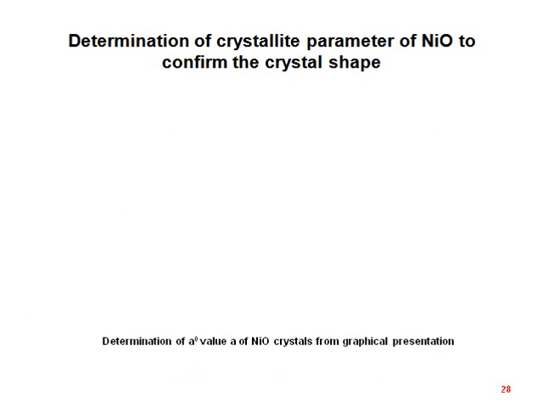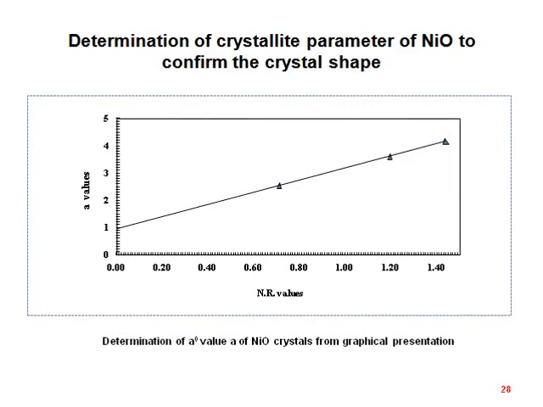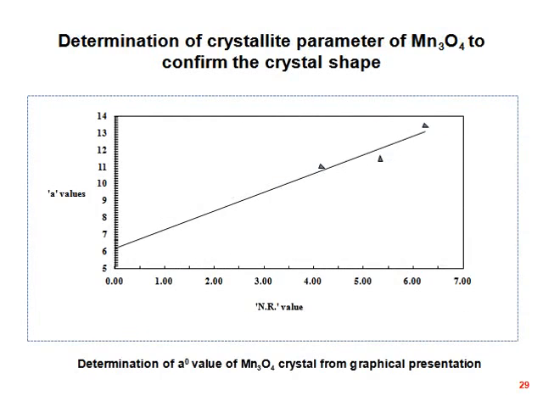By plotting these A values against Nelson-Riley values, A0 values were calculated. This graphical plot is for the determination of the A0 value for nickel oxide nanocrystals. And this plot is for manganese oxide nanoparticles. These calculated A0 values are considered standard by literature review. Thus, it is confirmed that the nickel oxide and manganese oxide nanoparticles consist of cubic crystals.